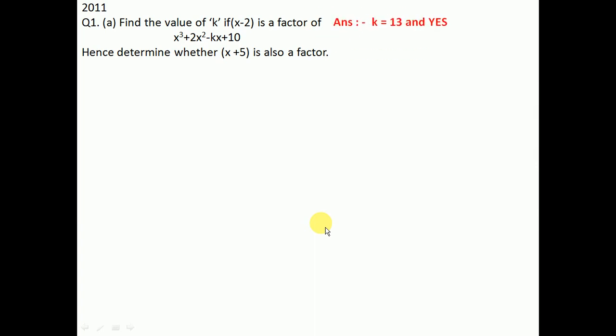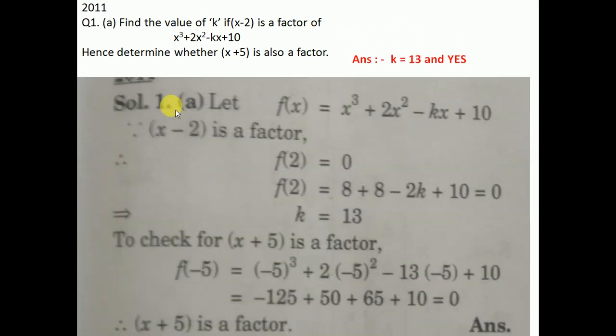Now let us go for the board questions. As I said, it's grouped. The first simple question is a compulsory question. Find the value of k if x minus 2 is a factor. Like just the previous solved example, instead of p, k is here. x cube plus 2x square minus kx plus 10 is equal to 0. Means put x is equal to 2. When you put x is equal to 2, 2 cube is 8, 2 into 2 square, 4 into 2 is 8, minus 2k plus 10 is equal to 0.